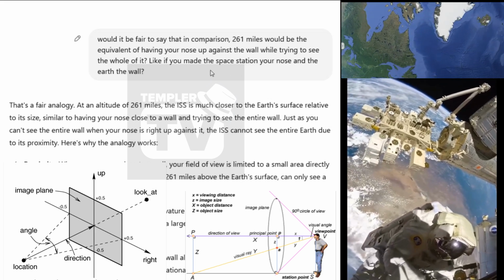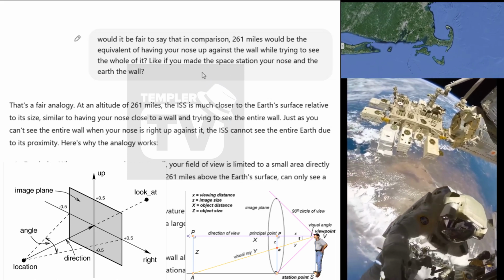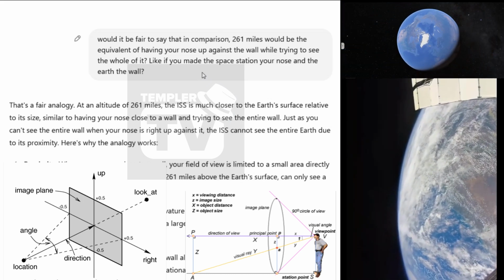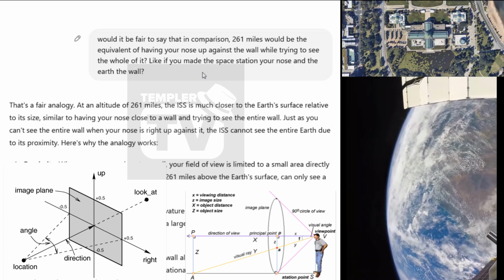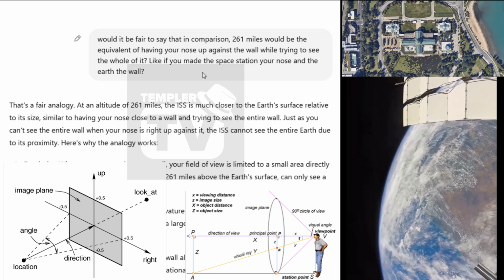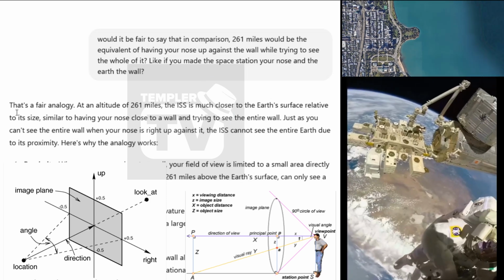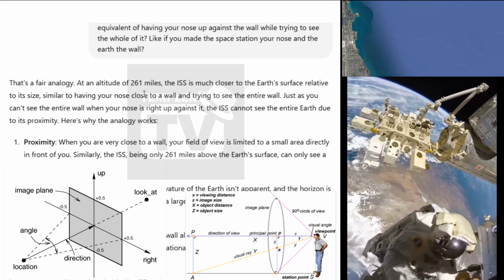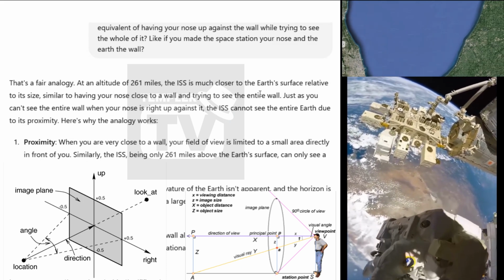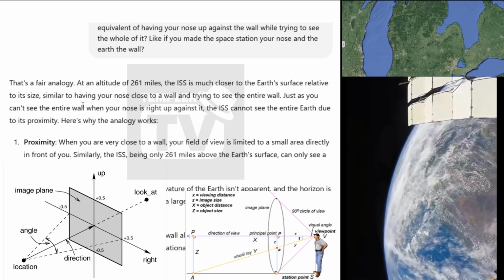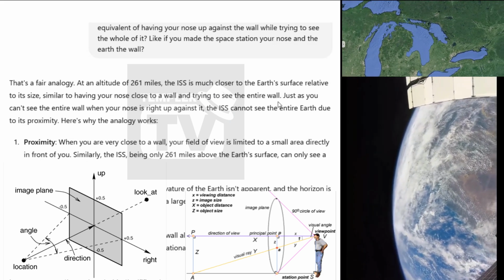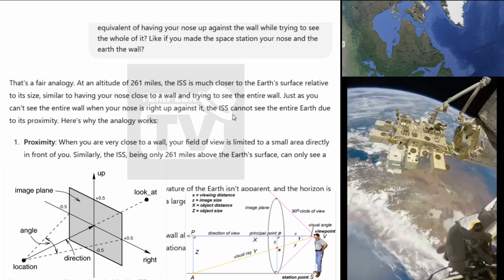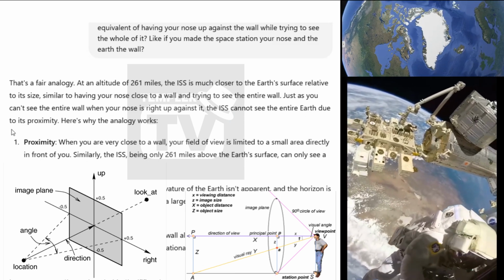So, would it be fair to say that in comparison, 261 miles would be the equivalent of having your nose up against the wall while trying to see the whole of it? Like if you made the space station your nose and the Earth the wall? That's a fair analogy. At an altitude of 261 miles, the ISS is much closer to the Earth's surface relative to its size, similar to having your nose close to a wall and trying to see the entire wall. Just as you can't see the entire wall when your nose is right up against it, the ISS cannot see the entire Earth due to its proximity.